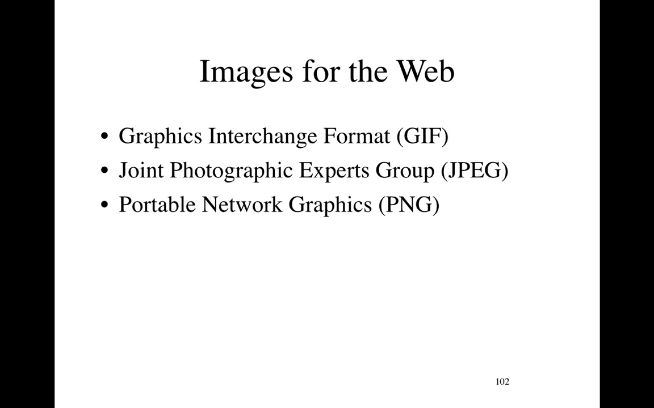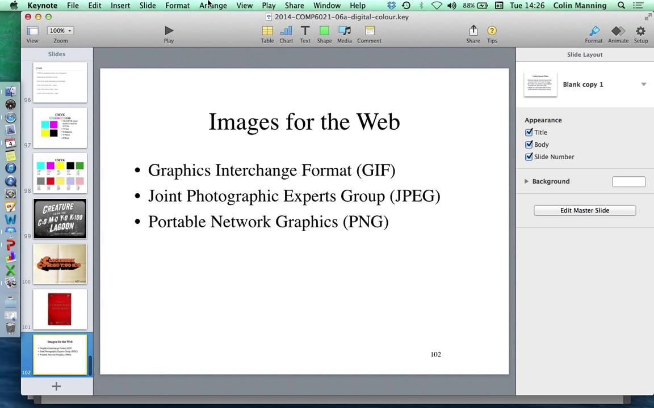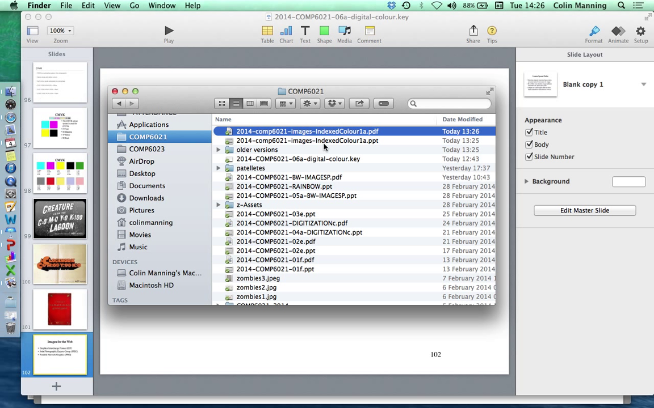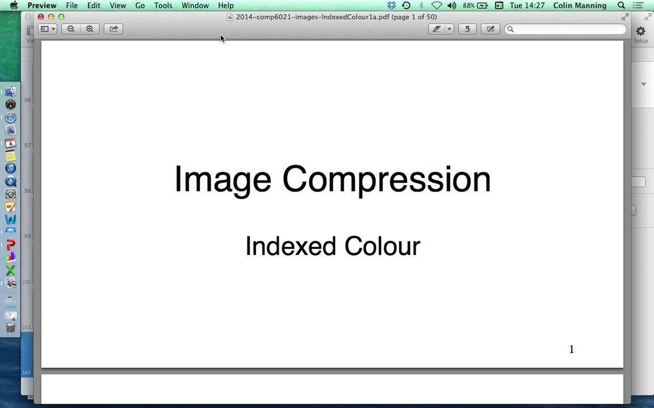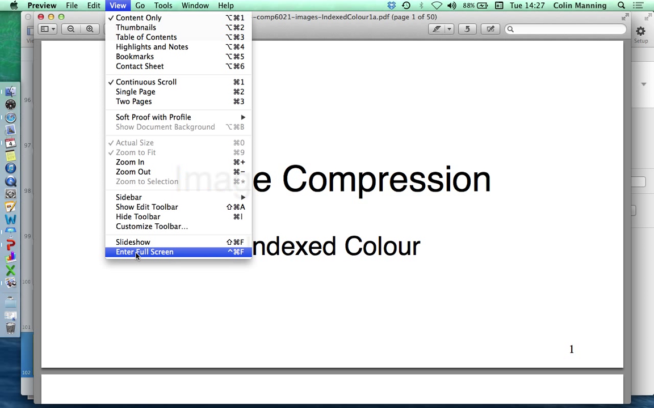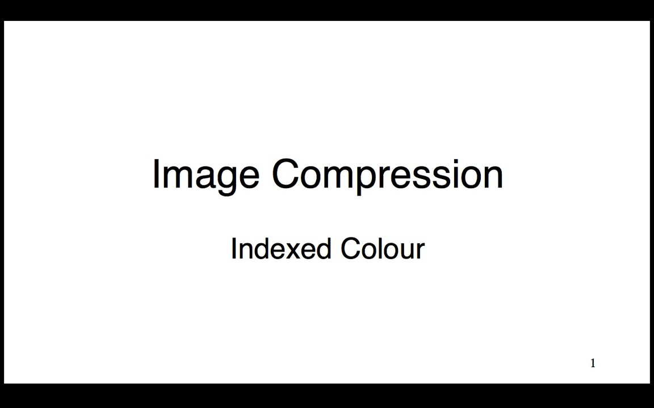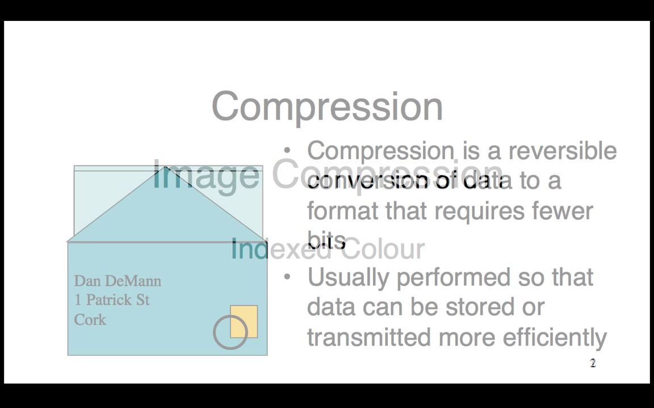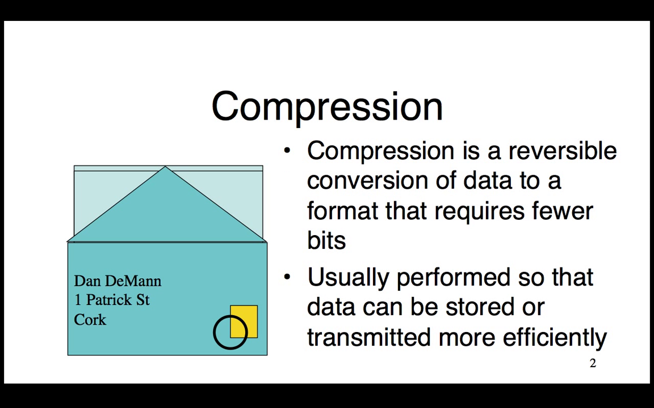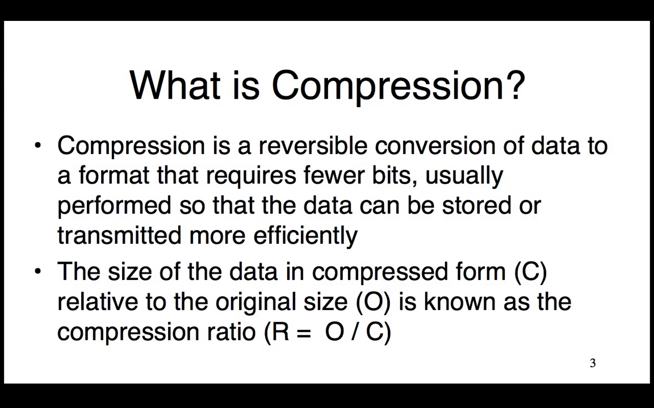So we're going to start having a look now at images and how they're stored. Okay. So we're interested in compression and how that works and what that is. So compression is a reversible conversion of data to a format that requires fewer bits. And we usually do that so that we can store or transmit the data more efficiently.